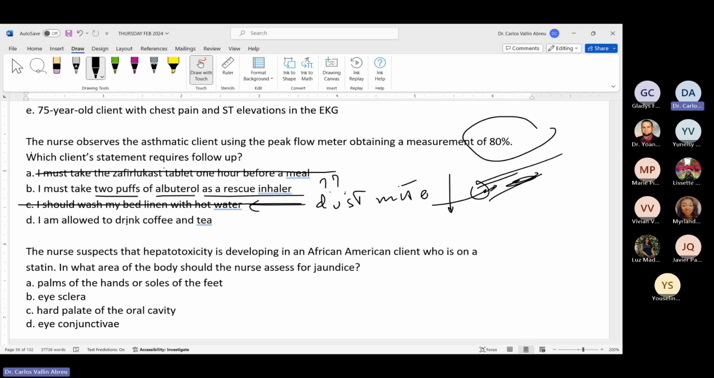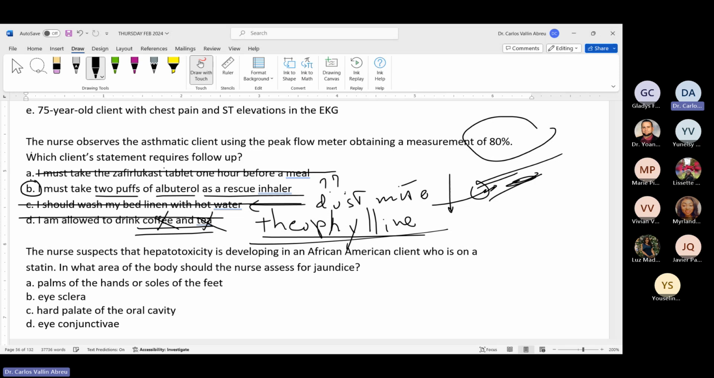I am allowed to drink coffee and tea. There is no contraindication to drinking coffee and tea, I mean caffeine, in this client. The client who is taking theophylline is the one who should not be drinking too much caffeine, because theophylline and caffeine have potentiation of the toxic effect. And this client is not taking theophylline. So there is no contraindication. So absolutely, the answer is B.